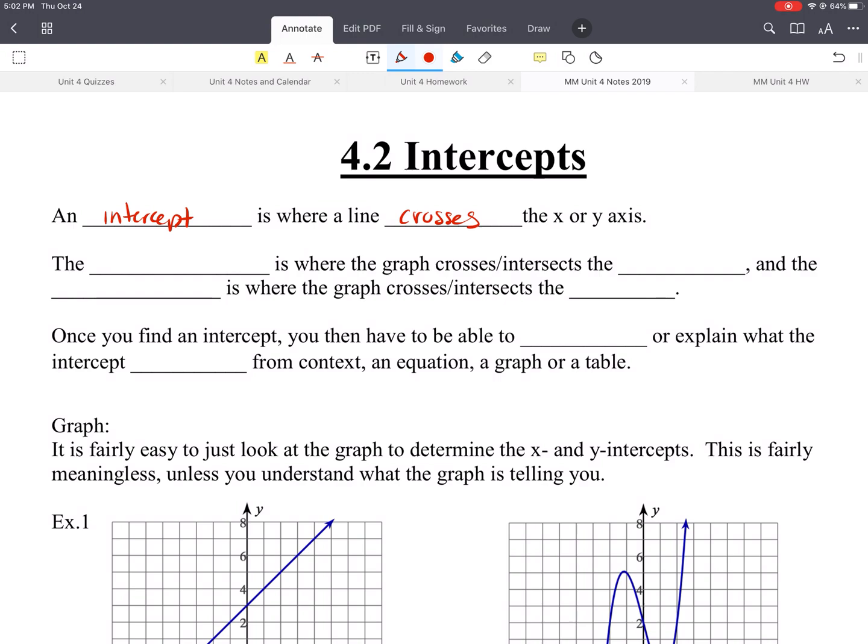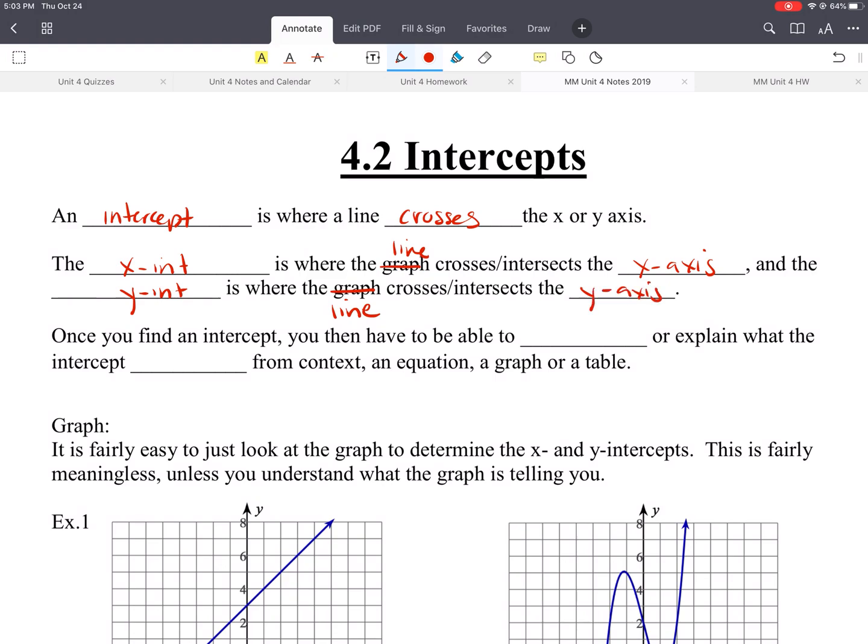The x-intercept is where the line crosses or intersects the x-axis. And the y-intercept is where the line crosses or intersects the y-axis.